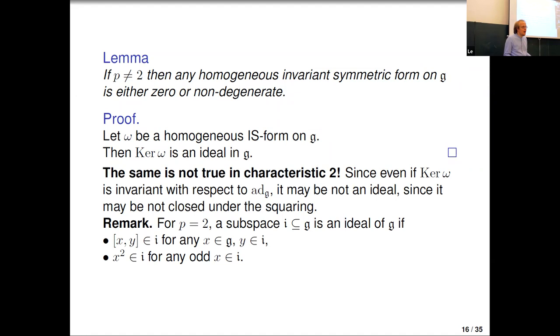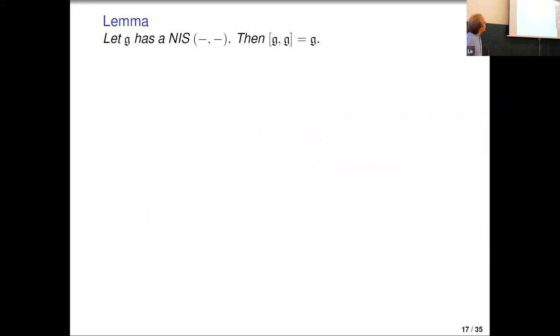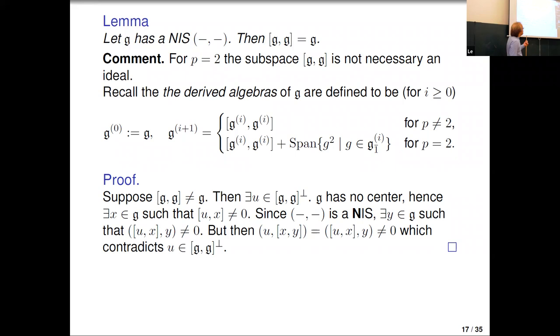Problem solved, but the same doesn't hold in characteristic two, for the following reason. We have a slightly different definition of ideal in this case, because an ideal in the superalgebra should also take care of squaring. From the condition of non-degeneracy, you get the first condition for it to be an ideal, but it will have nothing to do with squaring. So this kernel will not necessarily be an ideal. But it's going to be at least a subalgebra.